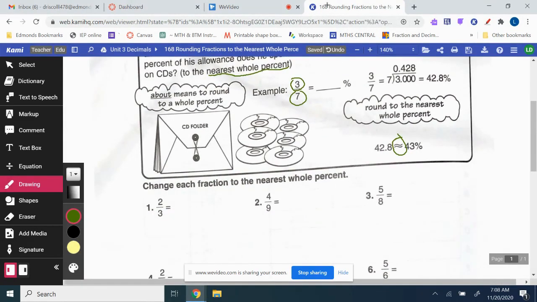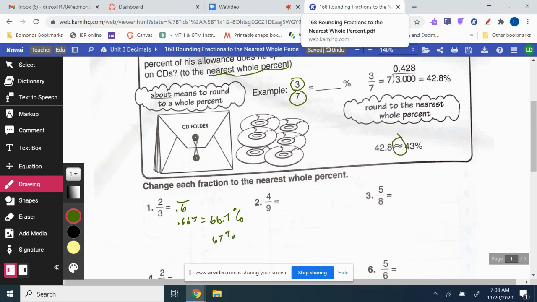So let's take 2/3. 2/3 is one of those ones that I automatically know as 0.6 repeating. So if I took that out to the thousandths place, it'd be 0.667. And now we want to know what that is as a percent. It's 66.7% or 67%.